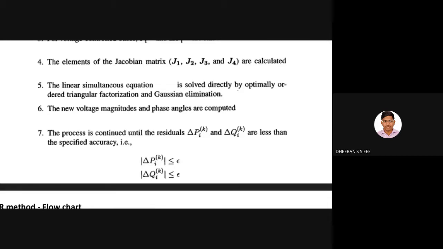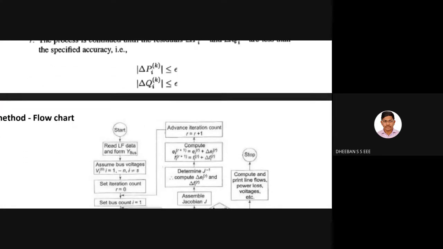This iteration process, up to which step you have to carry out? Until your del P, that is your bus power, that is the power residues we have seen, right? The power residues must be within the value of your tolerance, that is your epsilon value. If it is within the epsilon value, then you can stop the procedure and conclude that the value of your voltage and phase angle you have arrived at is the best solution you can arrive at. Okay. Next we'll be moving to the flow chart.